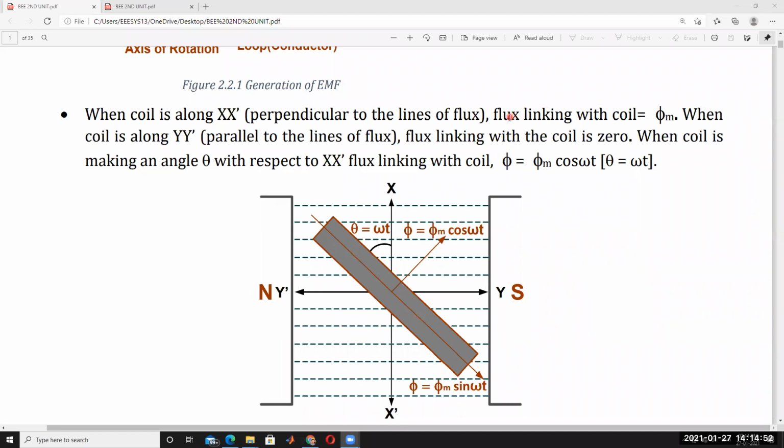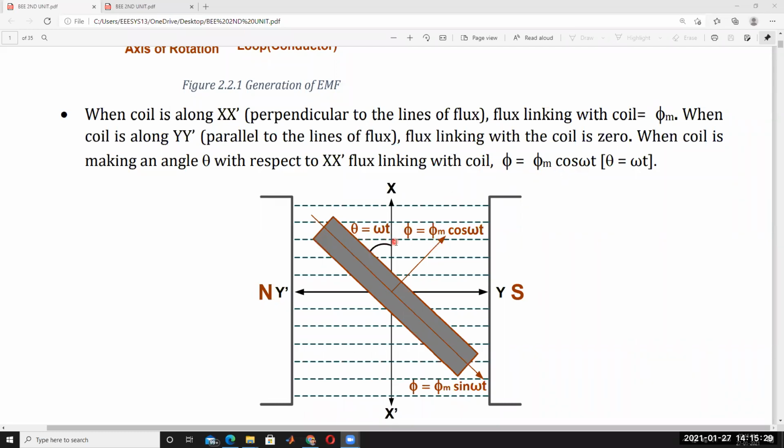So when the coil is along X dash, perpendicular to the lines of flux, the flux linking with the coil is equal to phi m, the maximum flux cutting the conductor. Am I right or not? That's why the maximum EMF is generated at these positions, and at these other positions the EMF generated is 0. When the coil makes an angle theta with respect to X dash, the flux linking with the coil is phi = phi m cos omega t.